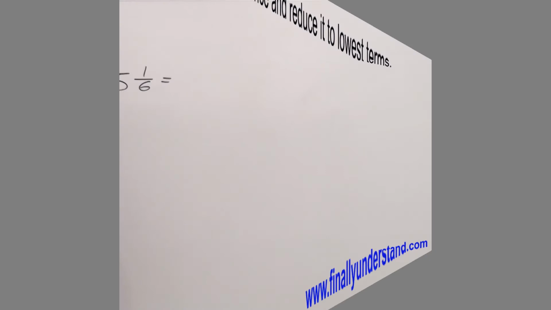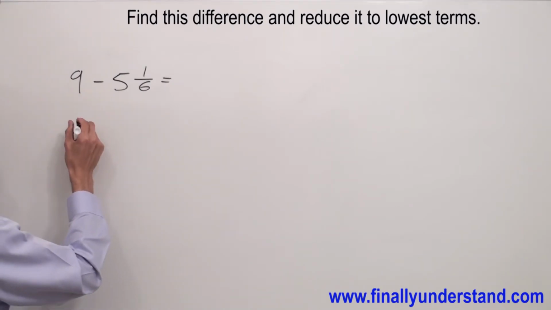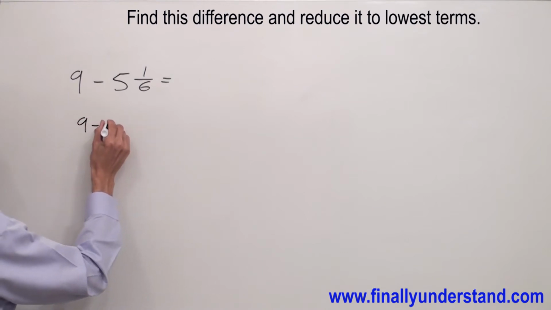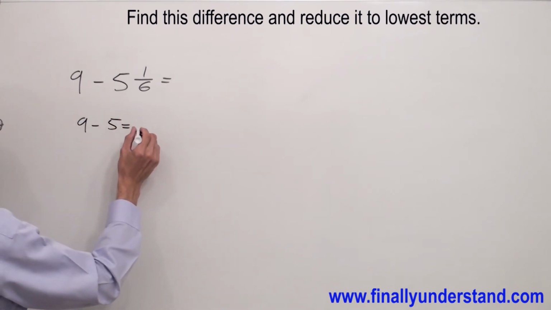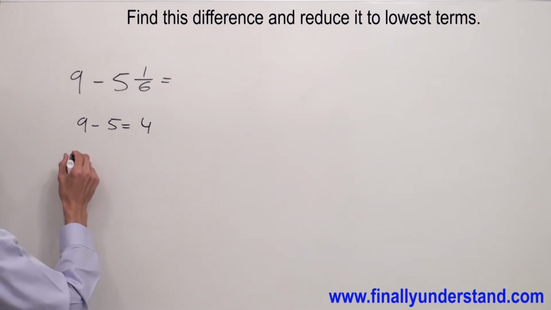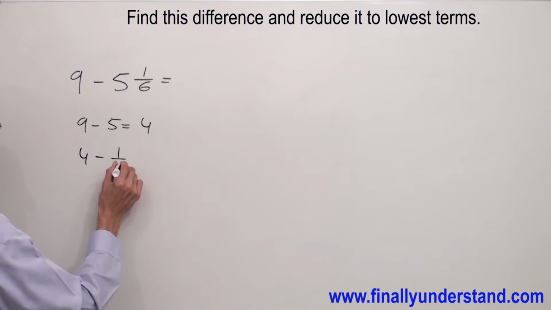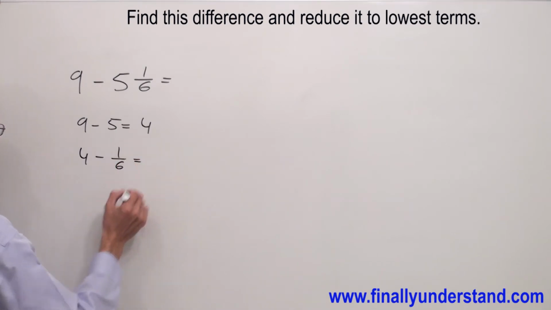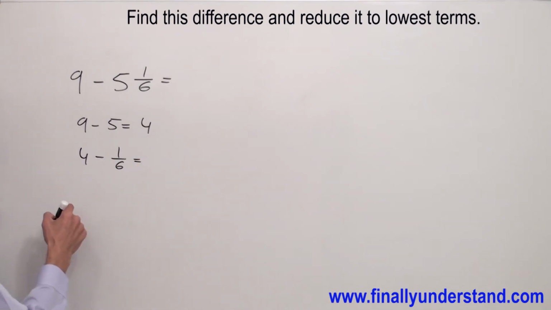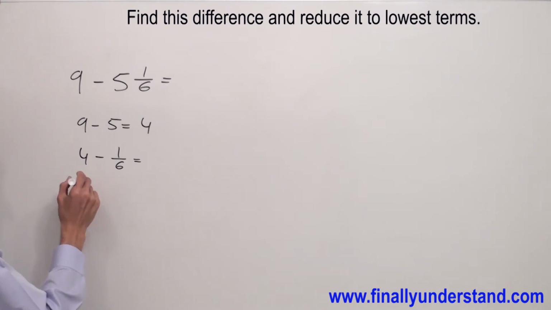Let's solve this problem. Okay, so what we're supposed to do first, I'm going to subtract the whole numbers first. So I'm going to have 9 minus 5 is equal to 4. So my problem right now is going to look like this: 4 minus 1/6.